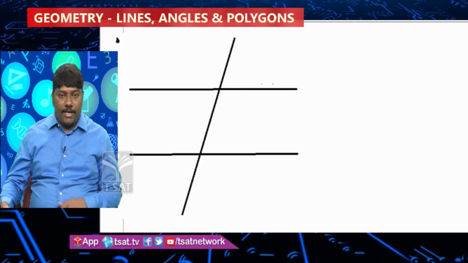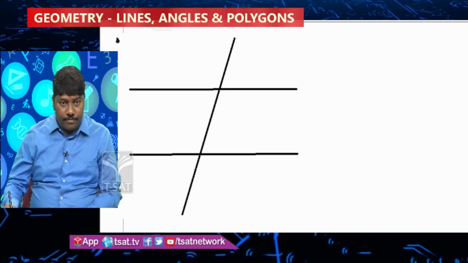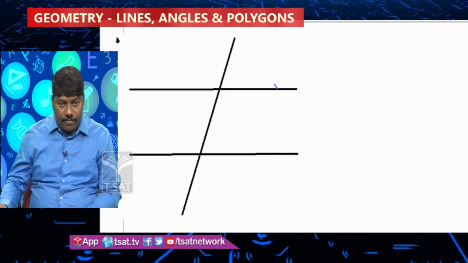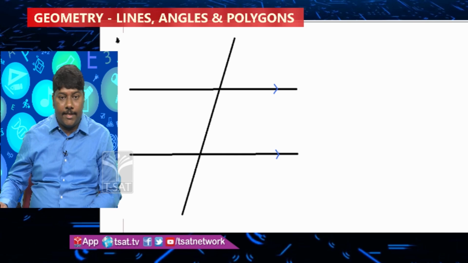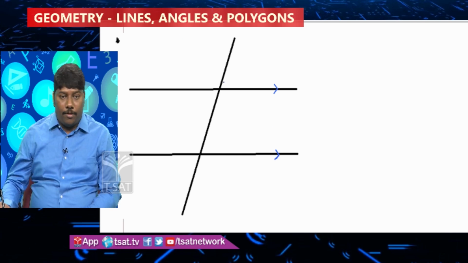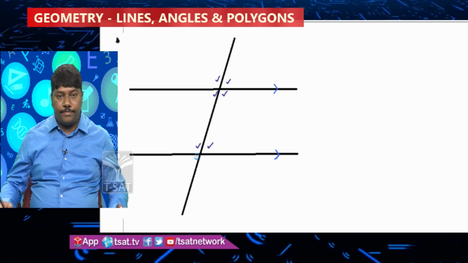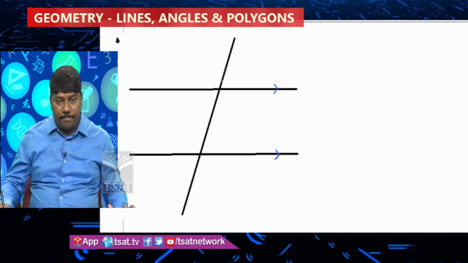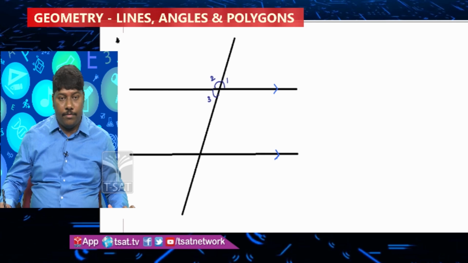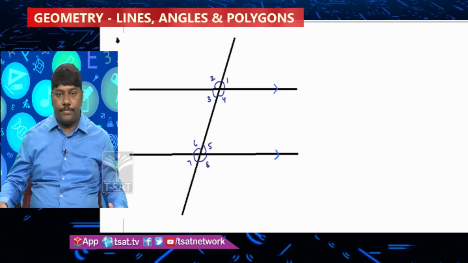So, I am taking two parallel lines which are intersected by a transversal. These arrow symbols represent that they are parallel lines. See how many angles are formed. There are 1, 2, 3, 4, 5, 6, 7, 8. So, there are 8 angles formed. I am naming them. Let it be 1, 2, 3, 4, 5, 6, 7, 8.